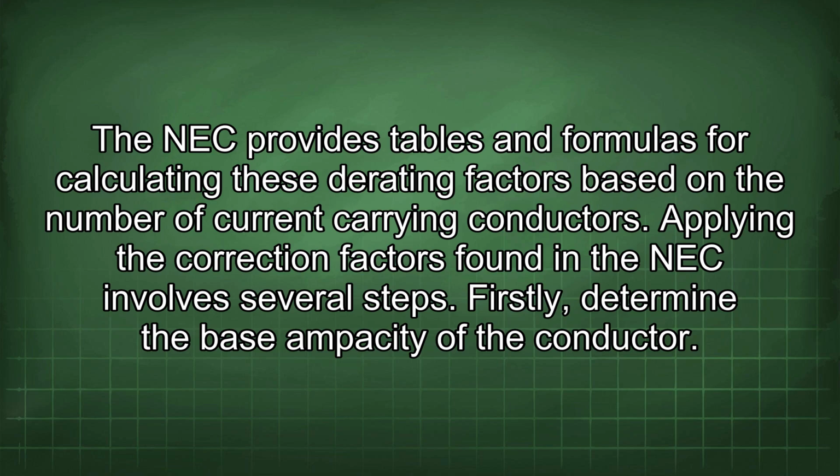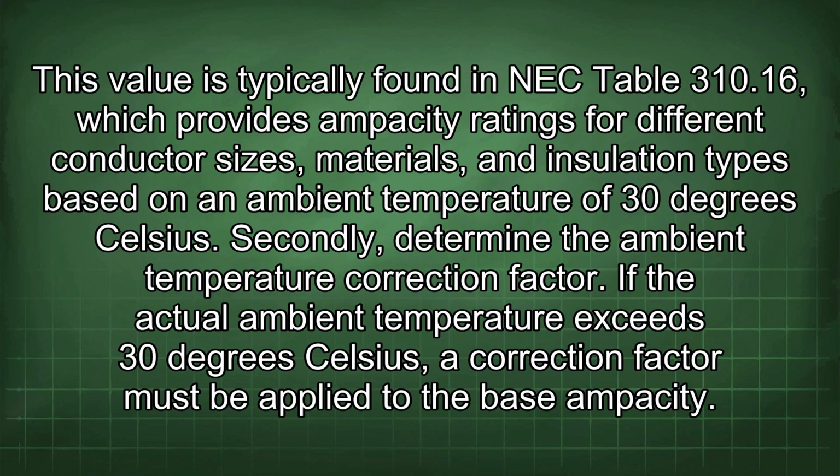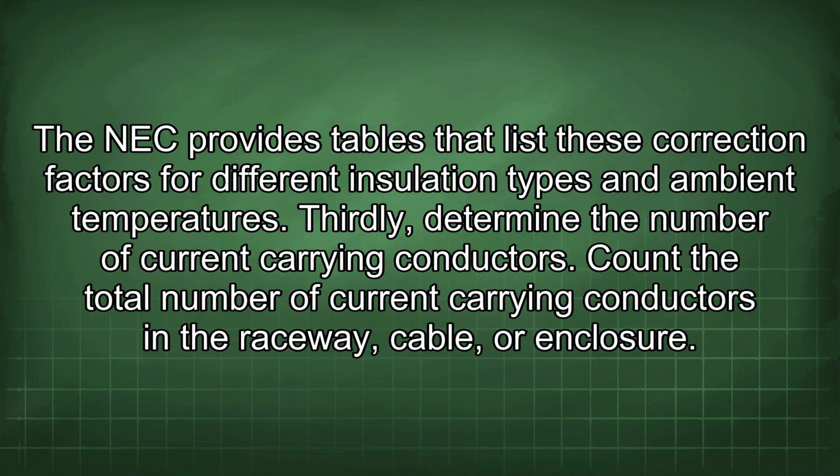Applying the correction factors found in the NEC involves several steps. Firstly, determine the base ampacity of the conductor. This value is typically found in NEC Table 310.16, which provides ampacity ratings for different conductor sizes, materials, and insulation types based on an ambient temperature of 30 degrees Celsius. Secondly, determine the ambient temperature correction factor. If the actual ambient temperature exceeds 30 degrees Celsius, a correction factor must be applied to the base ampacity. The NEC provides tables that list these correction factors for different insulation types and ambient temperatures.